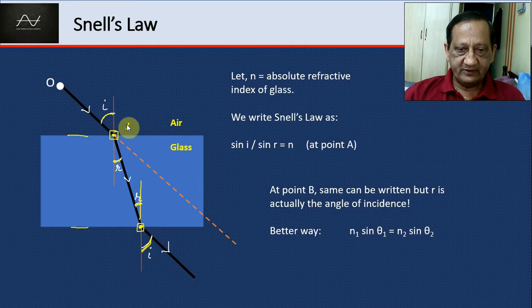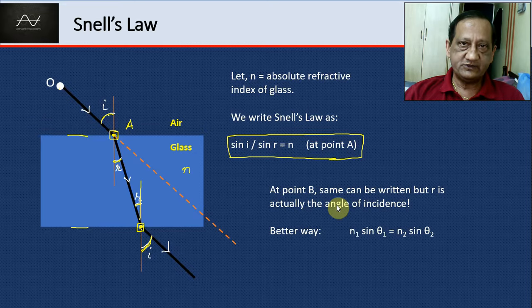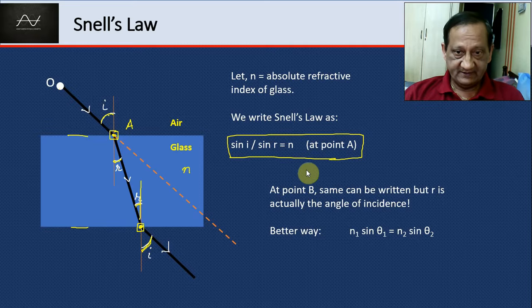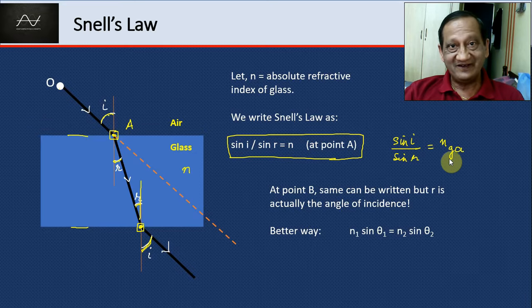So at the point A, sine of I by sine of R will be equal to N of glass in this case. Now, this is what everybody remembers: Snell's law is sine I upon sine R is equal to N. But be very clear, this is NGA, sine I by sine R, at the point A. What was N21? The ray was going from 1 to 2. So it is going from air to glass, right? So it makes sense. And NGA is nothing but NG.